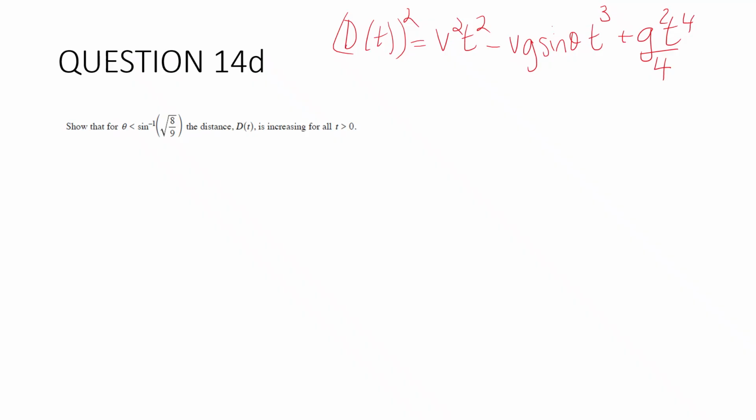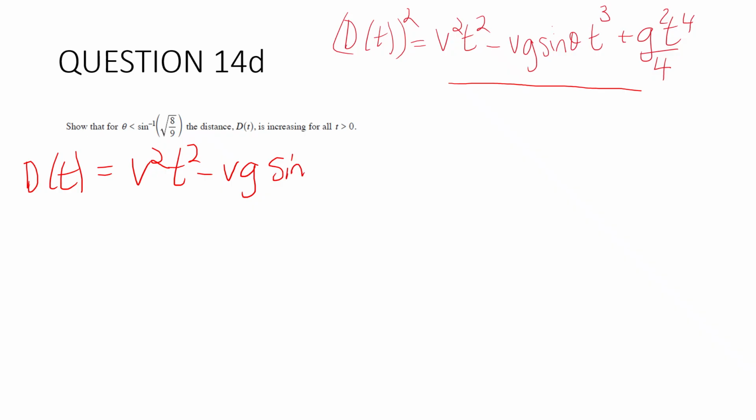Now we want to know when d(t) is increasing. So we want d'(t) greater than 0. It is actually sufficient just to differentiate this and solve it greater than 0, but let's do it the long way. d(t) is equal to (v squared t squared minus vg sin theta t cubed plus g squared t to the power of 4 on 4) to the power of a half.